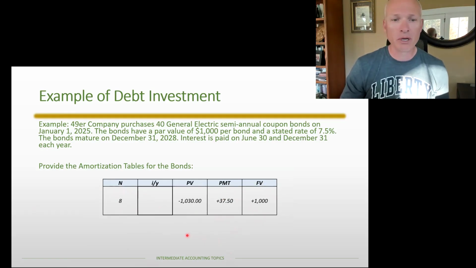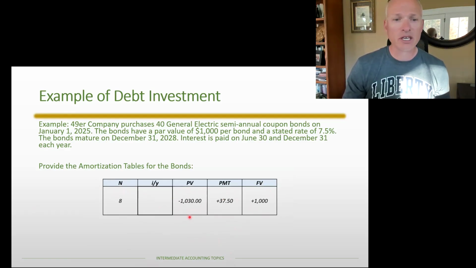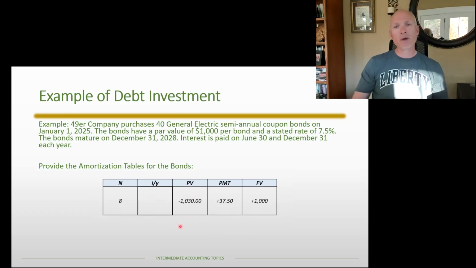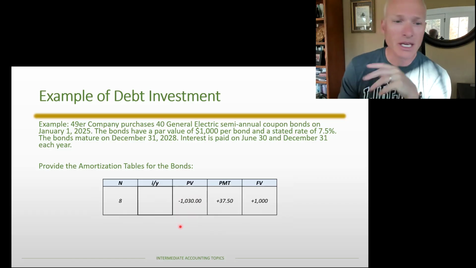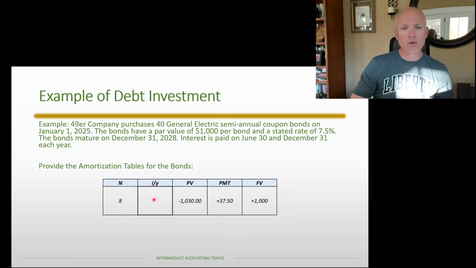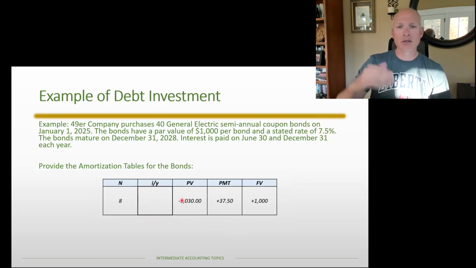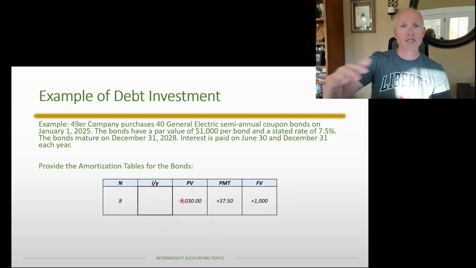And so with the premium, the purchase price was $1,030. If you remember the discount, it was $975. In this case, it's $1,030. And if you remember with the discount, the bond yield, which is what we're going to solve for here, was more than the semi-annual rate, which is 7.5% divided by 2, or the stated rate. And again, the whole idea is because the market demand for interest was more than what the bond was paying, therefore the price is going to be discounted.